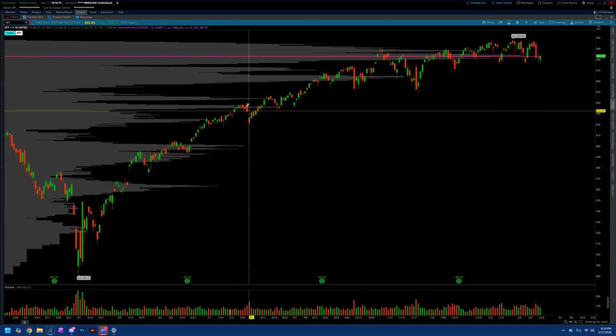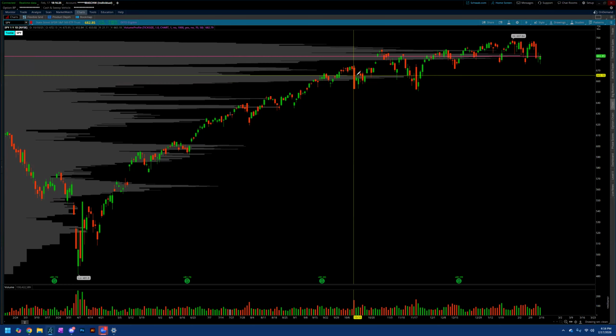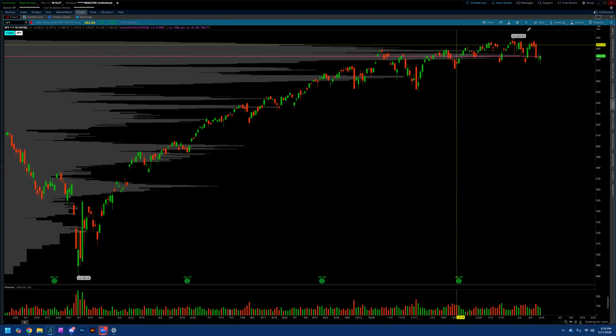I think overall the volume profile is super powerful. Yeah, I think it's a great way of confirming strong areas of support and resistance.